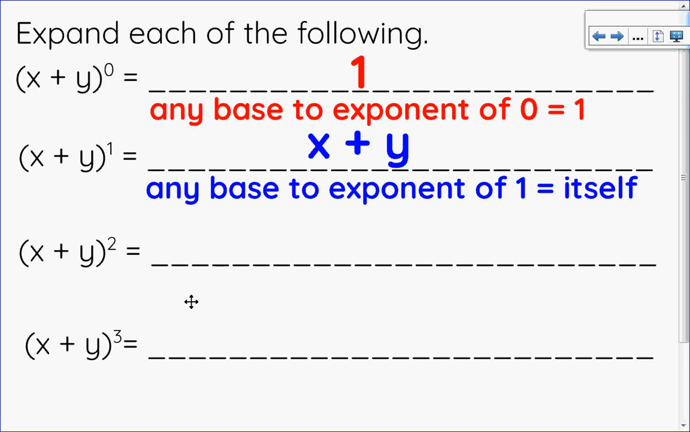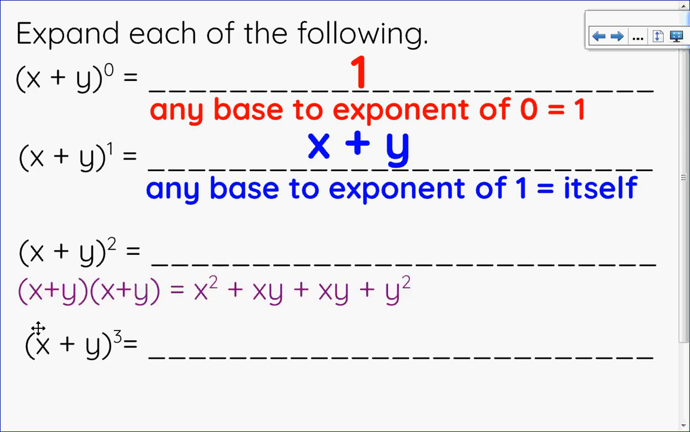X plus y squared. Well, when I square something, it means to multiply it by itself. So x plus y times x plus y. So I expand it, and then I group my like terms in the middle there, to get x squared plus 2xy plus y squared.